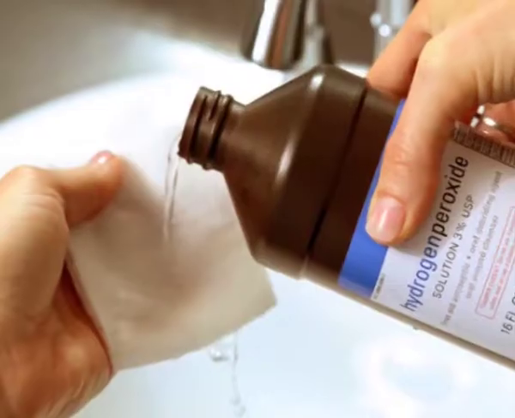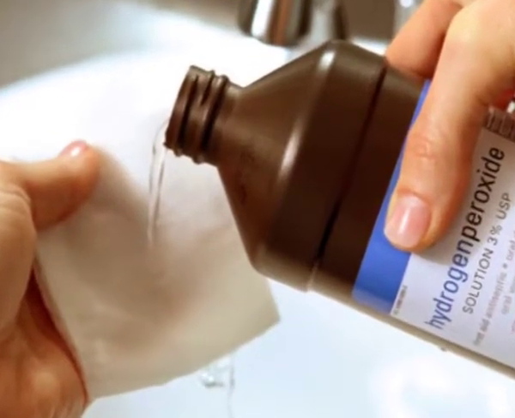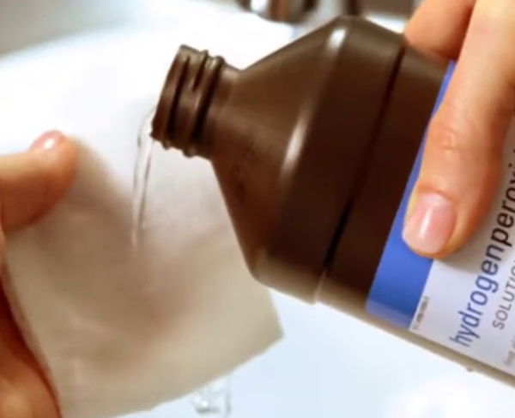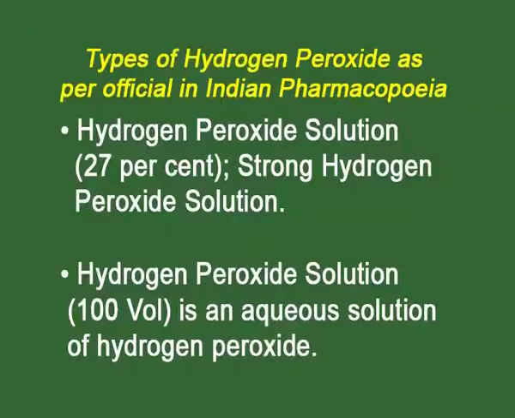Concentrated hydrogen peroxide or high test peroxide is a reactive oxygen species and has been used as a propellant in rocketry. Hydrogen peroxide is available in solution form with different grades. These are the types of hydrogen peroxide official in the Indian Pharmacopoeia as well as available in the market. Hydrogen peroxide solution 27%, also known as strong hydrogen peroxide solution. Hydrogen peroxide solution 100 volume is an aqueous solution of hydrogen peroxide. It may contain a suitable stabilizing agent.